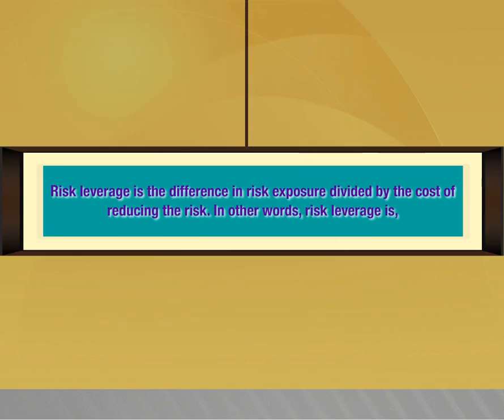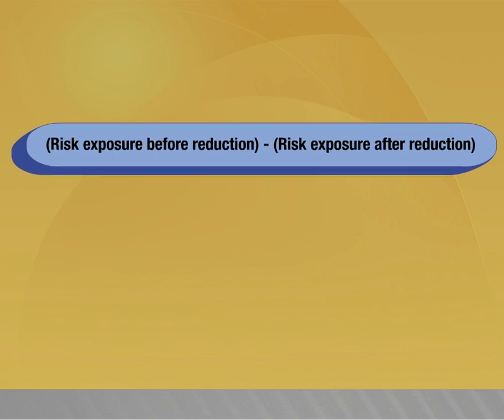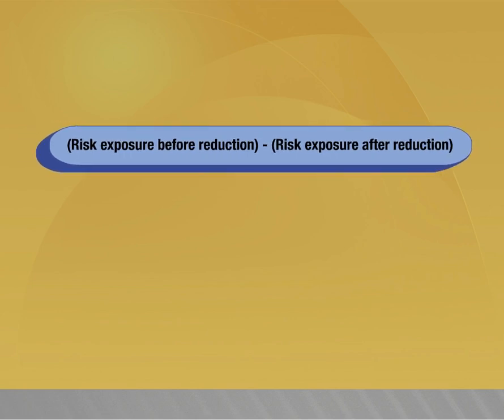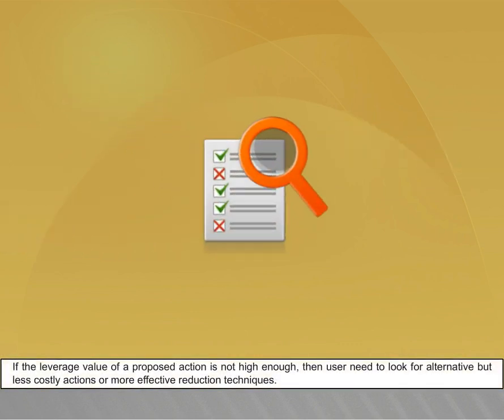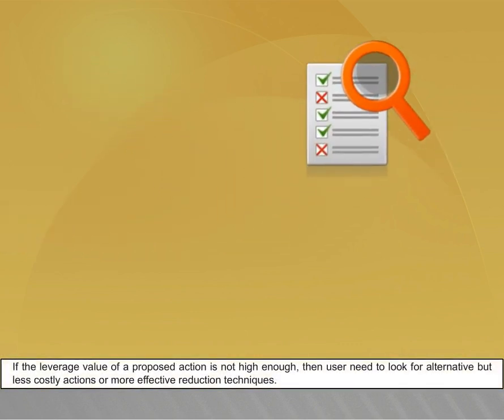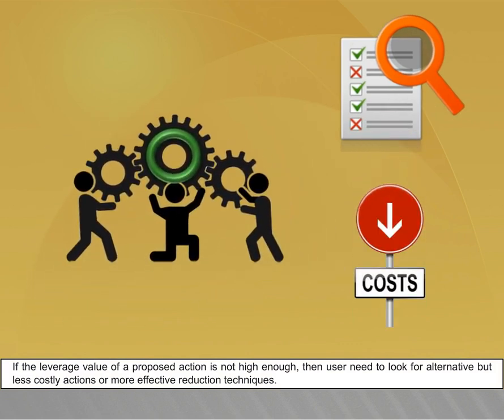Risk leverage is the difference in risk exposure divided by the cost of reducing the risk. In other words, risk leverage is risk exposure before reduction minus risk exposure after reduction, the whole divided by the cost of risk reduction. If the leverage value of a proposed action is not high enough, then the user needs to look for alternative but less costly actions or more effective reduction techniques.